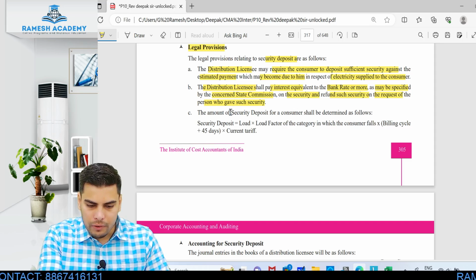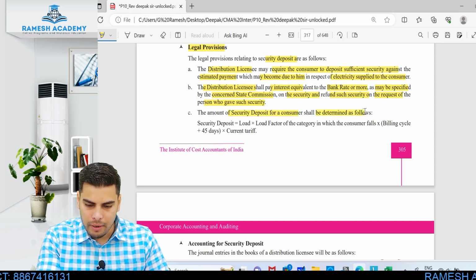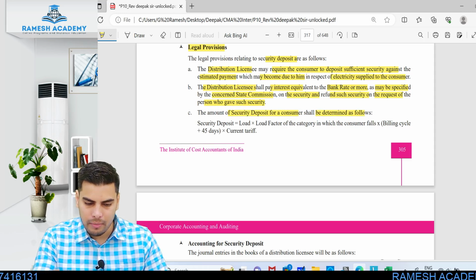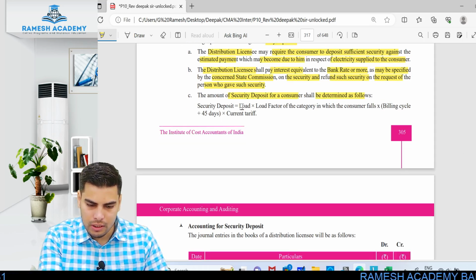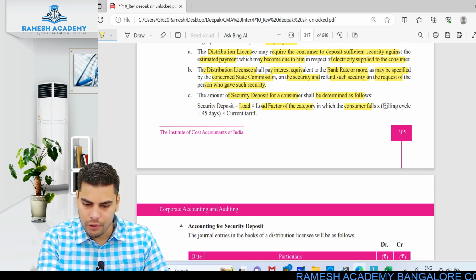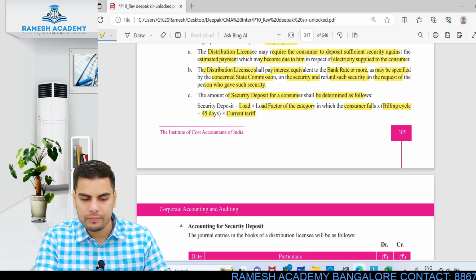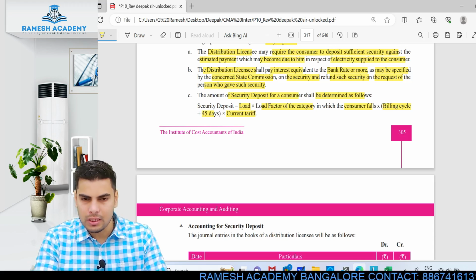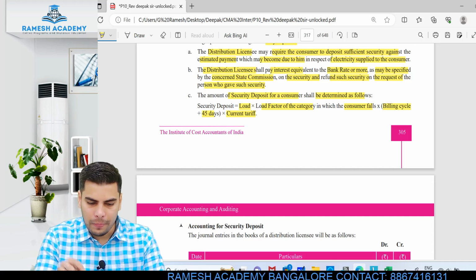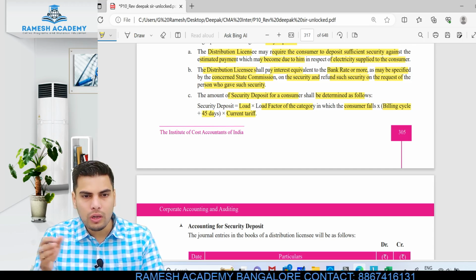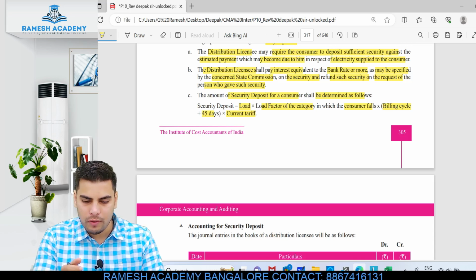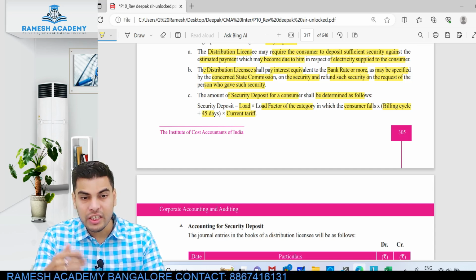The amount of security deposit from the customer shall be determined as follows. How exactly do they determine this security deposit? Look at this: the load into the load factor of the category in which the consumer falls, into the billing cycle plus 45 days, into the current tariff. Just try to remember and understand this formula. Whatever is the total load into the load factor, into the billing cycle plus an additional 45 days.